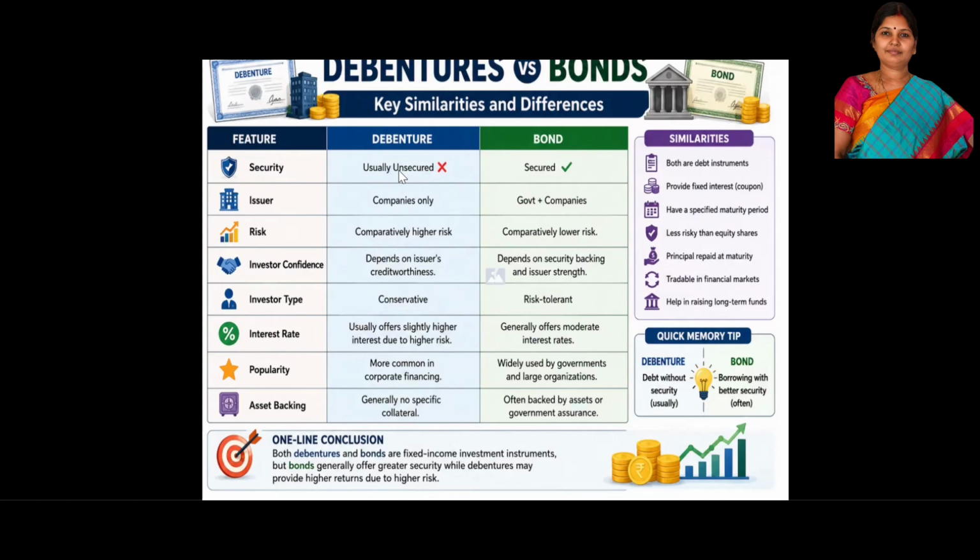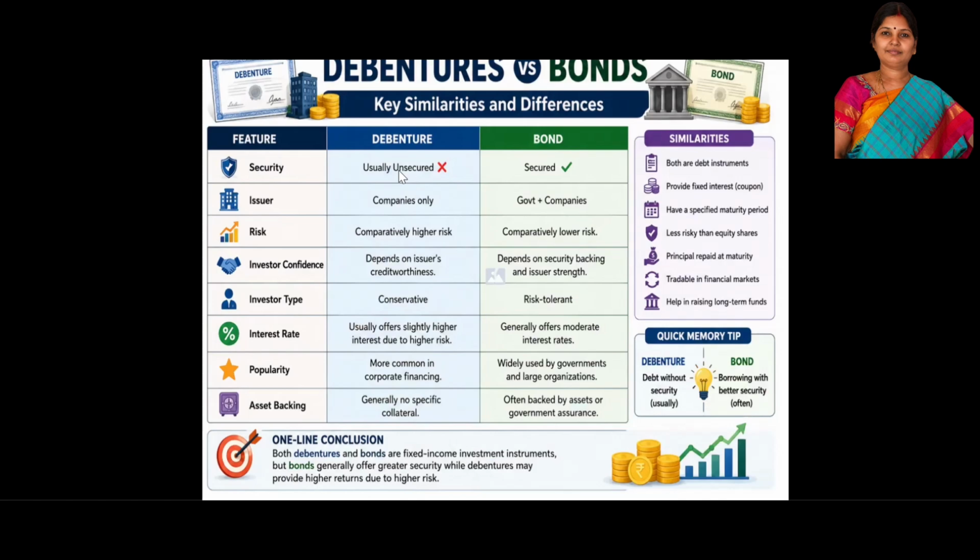Now we'll see what are the differences. If you see both debentures and bonds in security aspect, debentures are usually unsecured when compared with bonds because bonds are secured by backup of securities. Issuer. Who issues debentures? Only companies can issue debentures, but bonds can be issued by government and companies. And risk. Compared to bonds, debentures are having higher risk because of non-backup of securities. But if you see bonds are having lower risk compared to debentures.